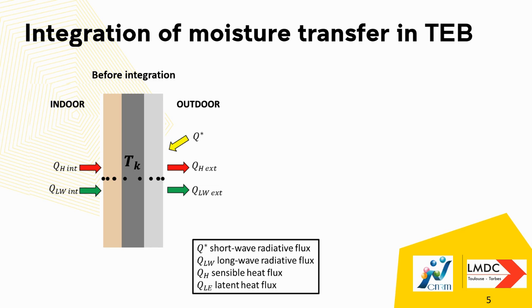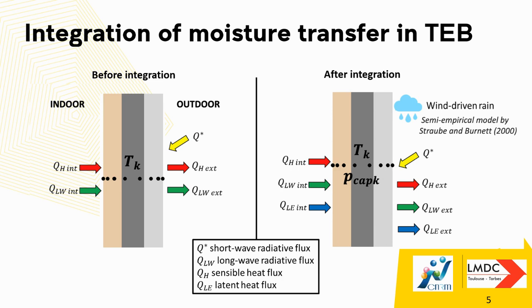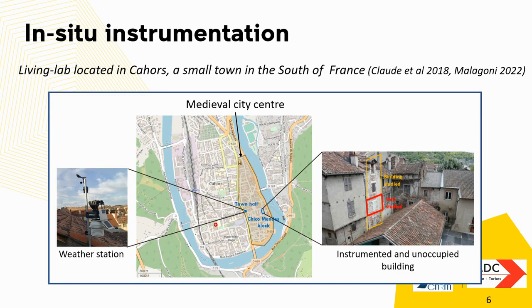Using this method, it was possible to integrate moisture transfer through walls into TEB. Before integration, TEB only considered heat transfer by conduction and two main boundary conditions, which are sensible and radiative heat flux. After integration, TEB can predict the evolution of capillary pressure in the wall, but also two new boundary conditions, which are wind-driven rain and latent exchanges. This new version of TEB has been evaluated by comparison with in-situ measurements.